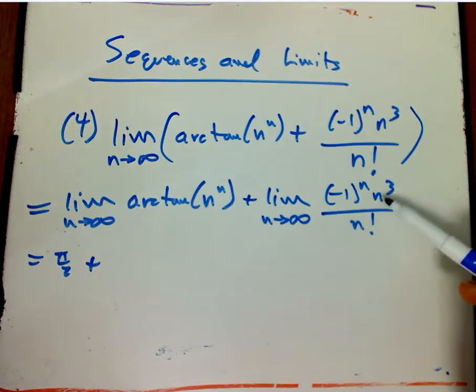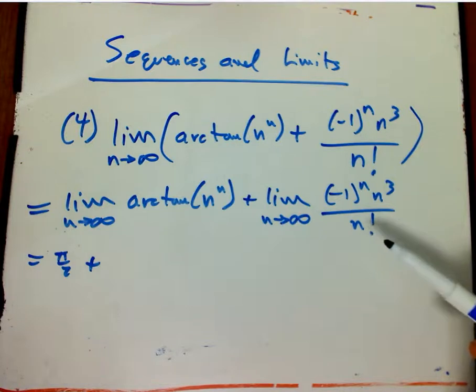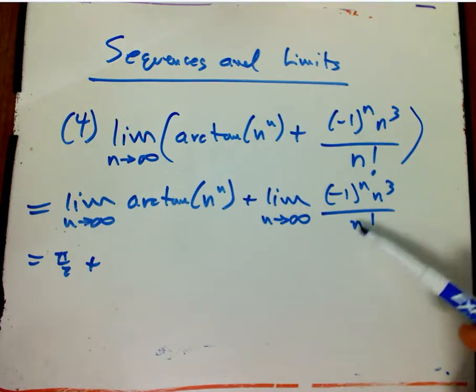When n gets big, n cubed definitely gets big, but 10 cubed is 1,000. But 10 factorial is 10 times 9 times 8 times 7 times, that's much bigger. And 100 cubed is not even close. 100 cubed is 1,000,000. 100 factorial is really big. It's like 10 to the 70th or something like that.